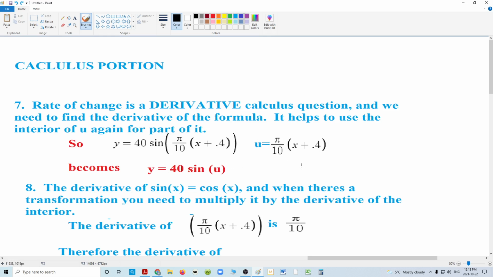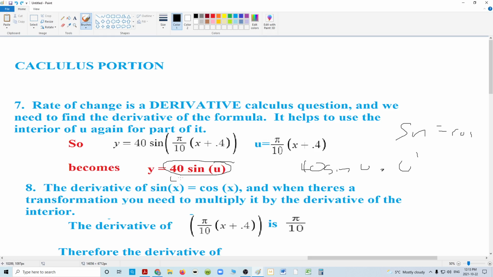So our derivative will be saying we're going to find the derivative of sine u and the derivative of the interior, which is this part. You're going to learn that the derivative of the interior is simply that. But we're going to go on. We're also going to learn that the derivative of sine is cos of the same value. So that means the derivative of this is 40 cos of whatever u is, times pi over 10, which is the derivative of the interior. But we'll get to that.